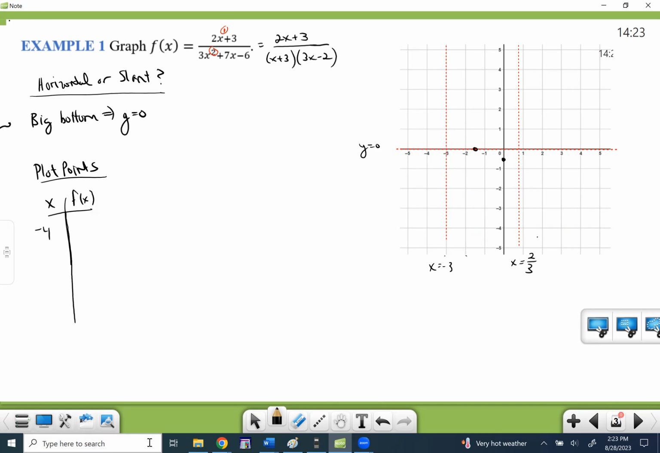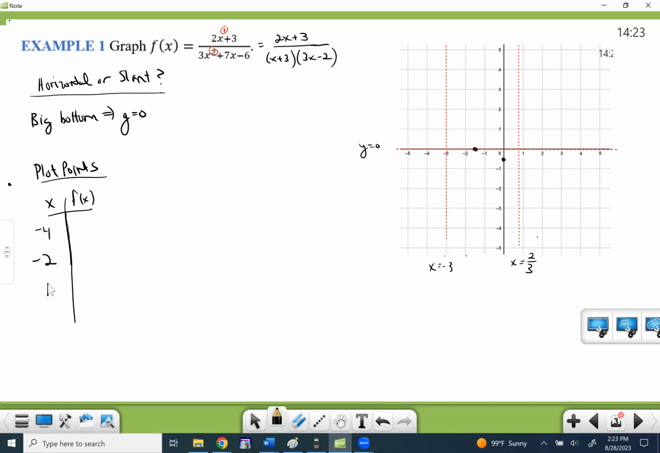Now I also want to pick somebody in the middle because I'm not really sure if this goes like this or if it goes like this. I have to find out. So I'm thinking if I substitute in like -2, I will find out whether or not this comes back down or if this goes up. So I want to put -2 in my t-chart. Then I have to pick something to the right of x equals 2/3 so I can see where I am over here. So I'm just going to pick 1.